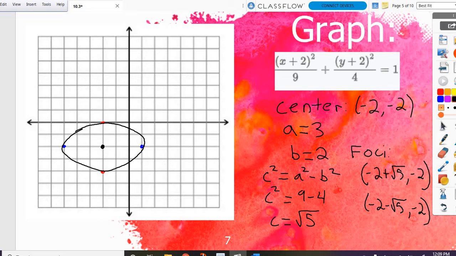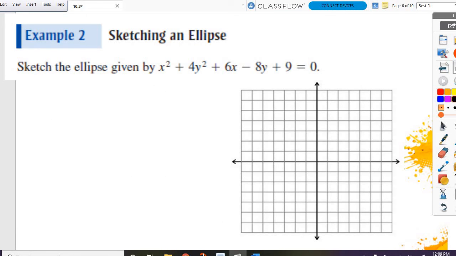Alright. Let's look at another one. What do we have here? What did they ask us to do? Sketch the graph. Well, what's different? It's non-standard form. So thinking back to our parabolas, how do we put things in standard form? Completing the square.